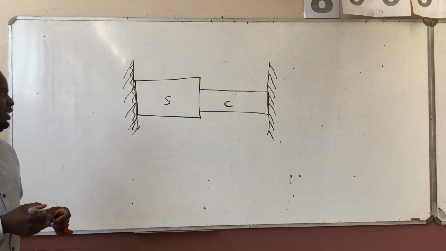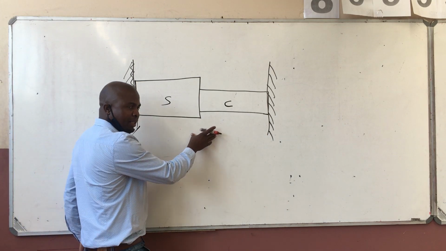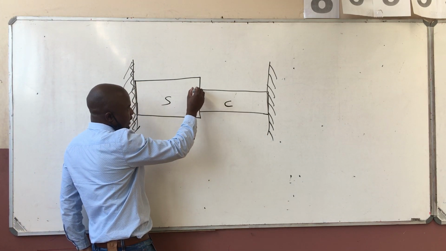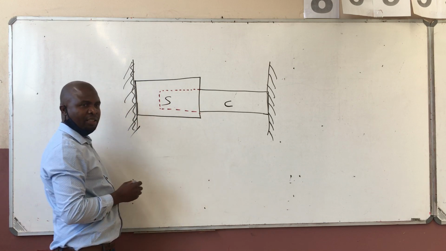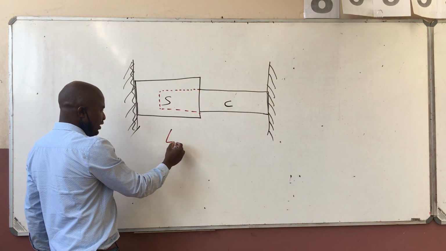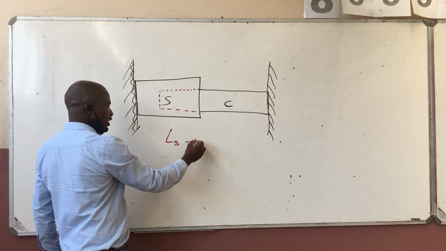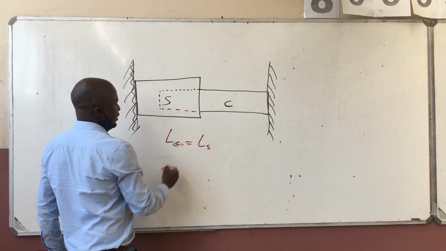So which one is going to stretch more? The copper is going to stretch more. Which one is going to stretch first? Copper is going to stretch first. So, as we increase the temperature, copper will start to expand due to temperature. Firstly, I said change in length for steel is equal to change in length for copper.